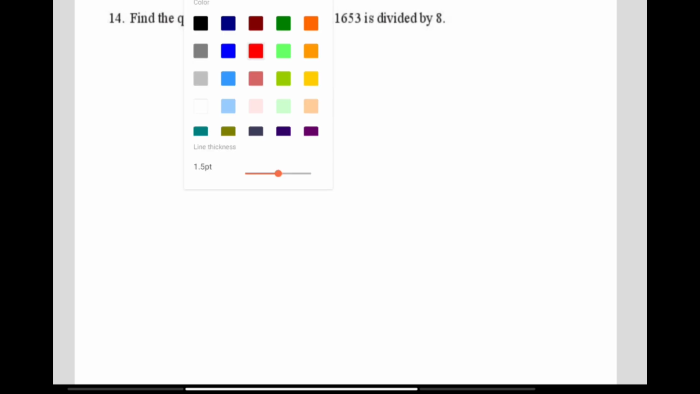You can see the question here. Find the quotient and remainder when 1653 is divided by 8. You have to find the quotient and the remainder. So let's do it here. Start from this one.